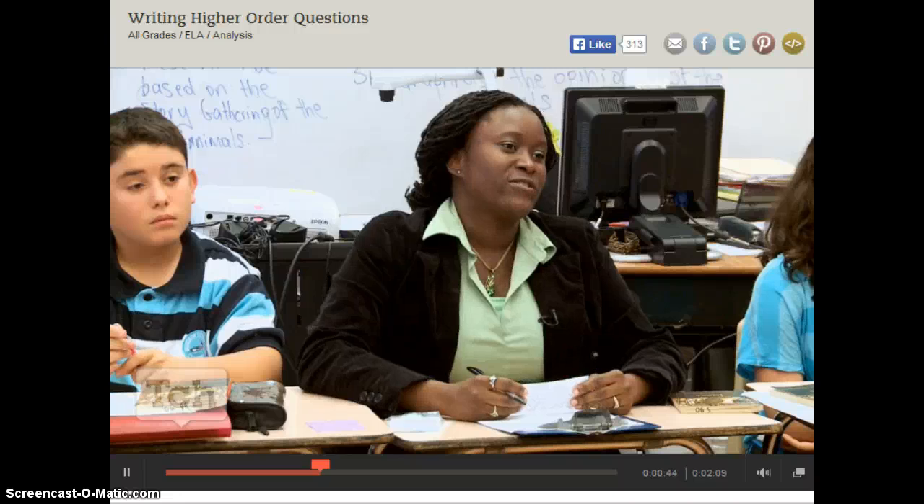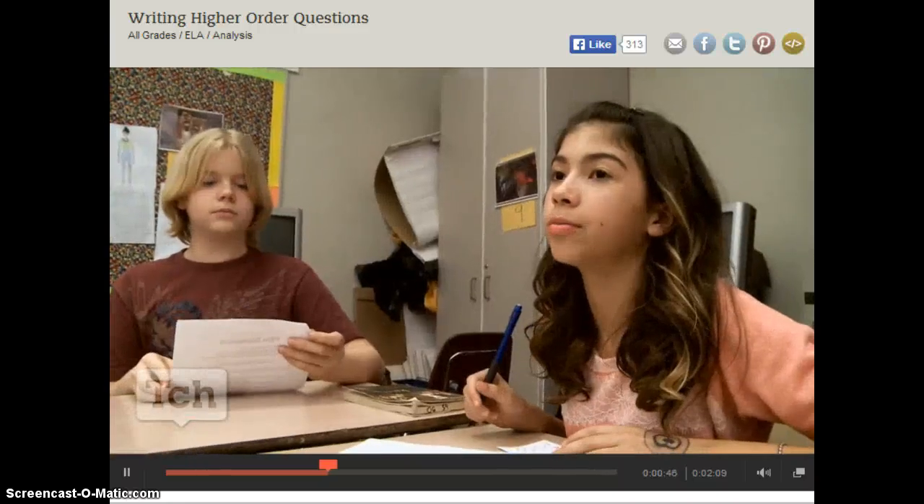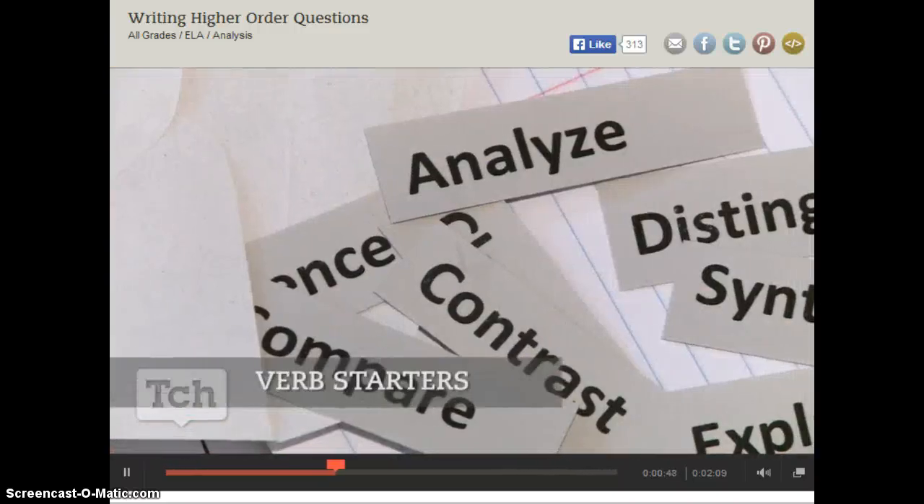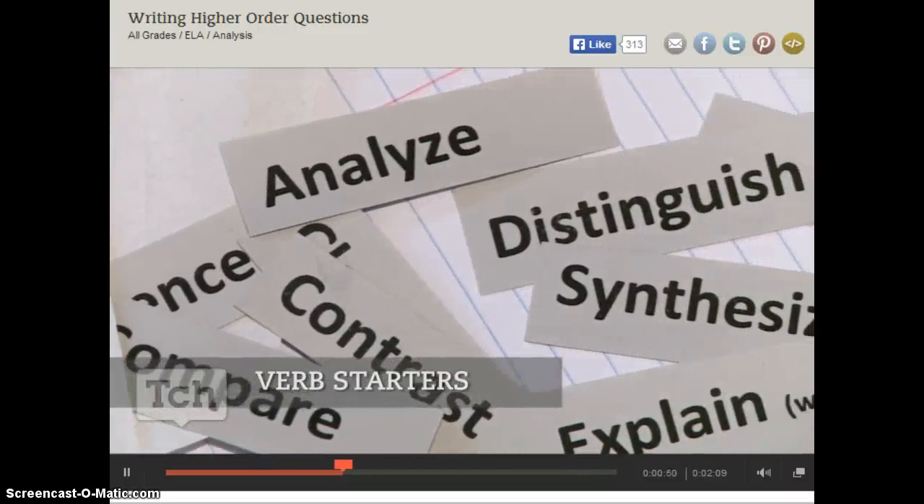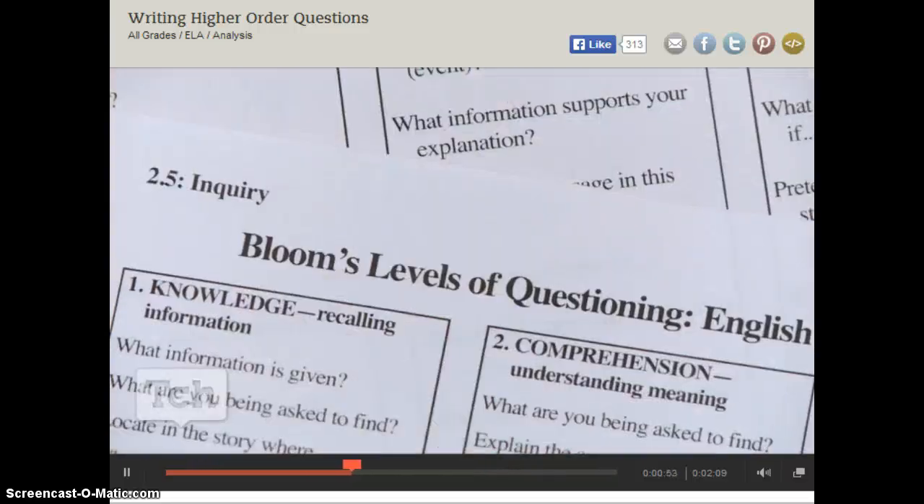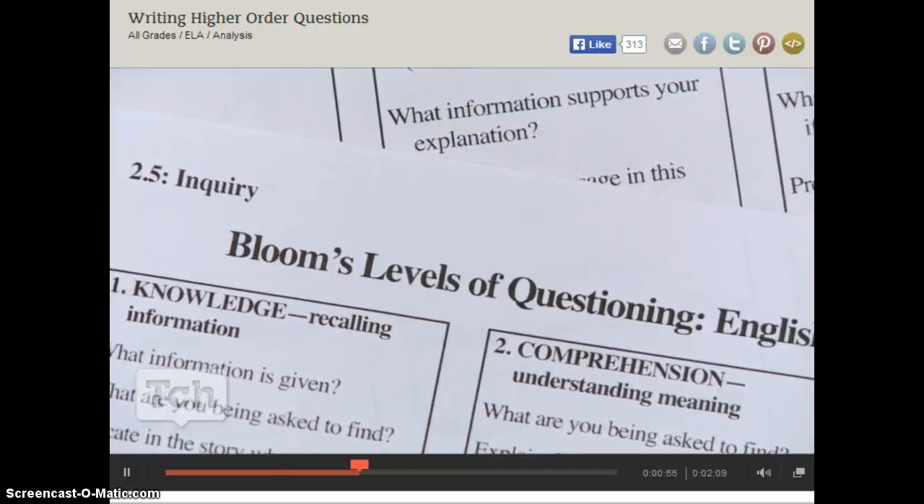What strategy did you use to write that question? The verb starters? Verb starters, okay. I gave them envelopes with cards at different levels of Bloom's taxonomy questions. So we spent a lot of time using the verbs.